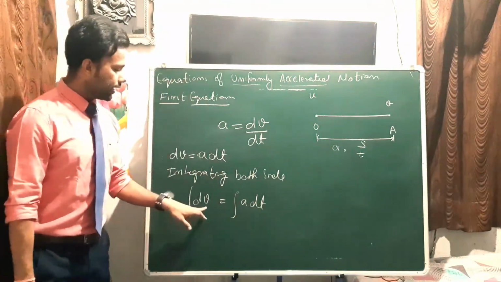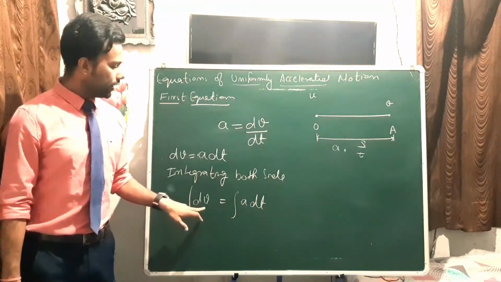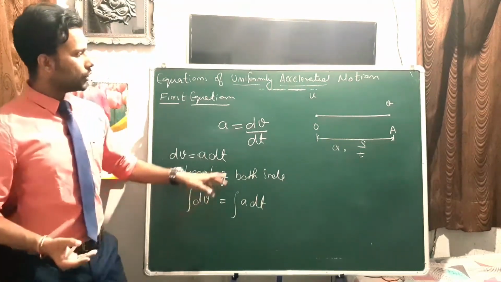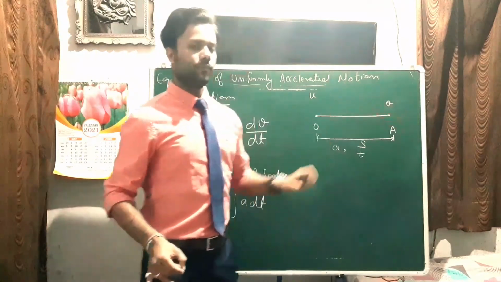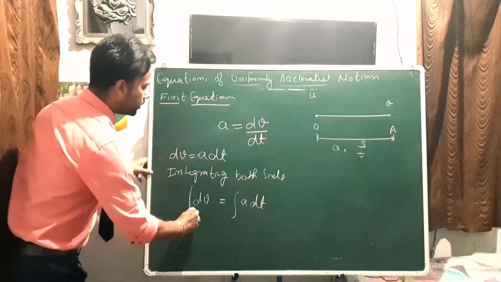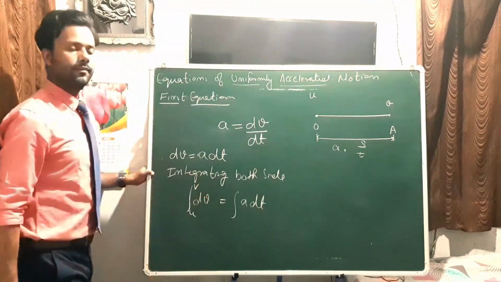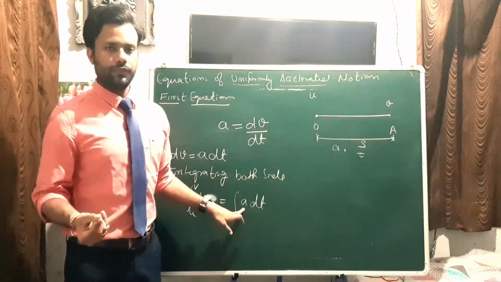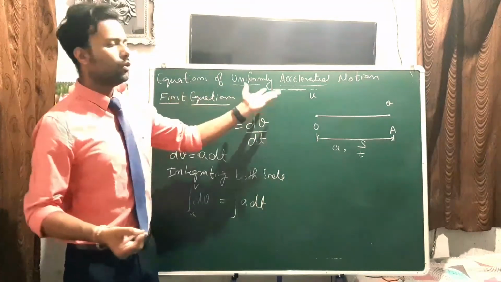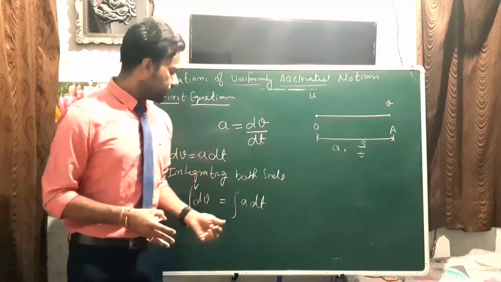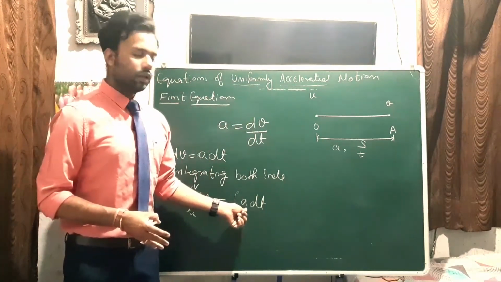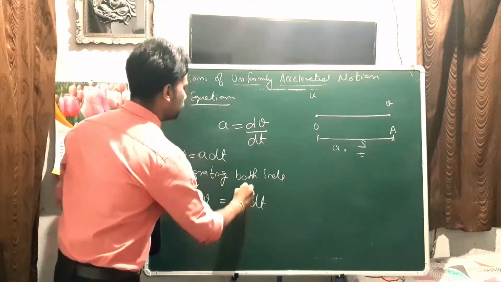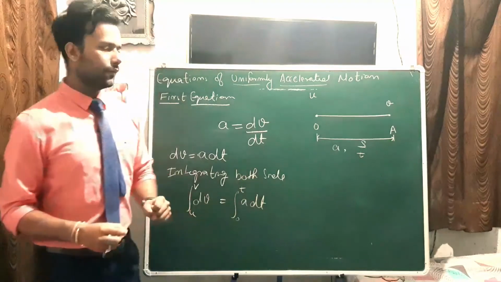Here we have integration of dv. Now tell me, what are the limits of v? That was from u to v. So the lower limit is u, and the upper limit is v. Here a comes out of the integral because a is constant. I told you, because the name of the equation is uniformly accelerated motion, a is constant. But what are the limits of time? That was from 0 to t. So it is from 0 to t, right?